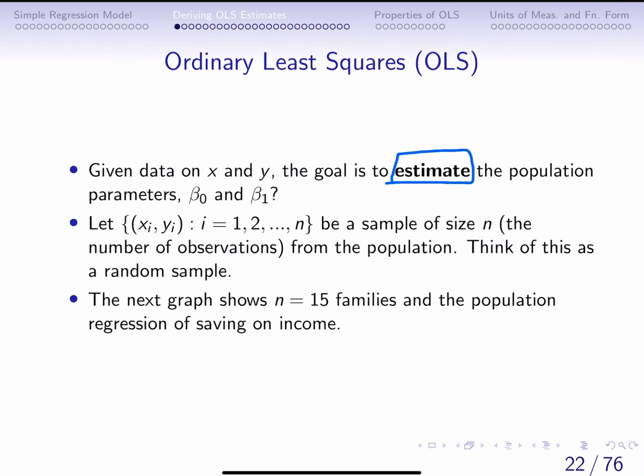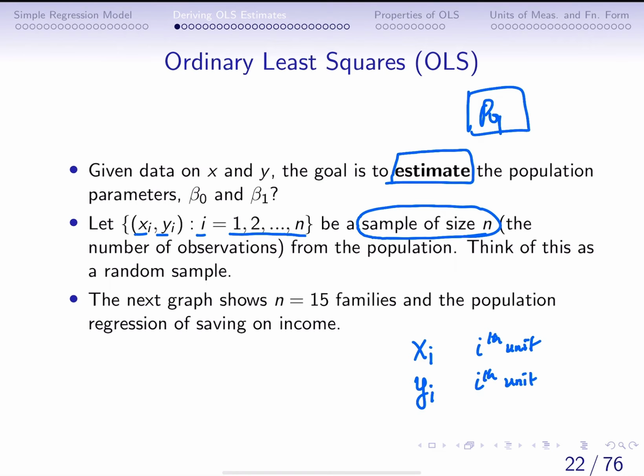Think about our data as having some data on x and y, and xi represents the ith unit, because this is a cross-sectional data set. Yi represents the value for y for the ith unit, right? So we have some data where i goes from 1 to n, and n is our sample size. Remember we had a population and we extract a random sample from it.